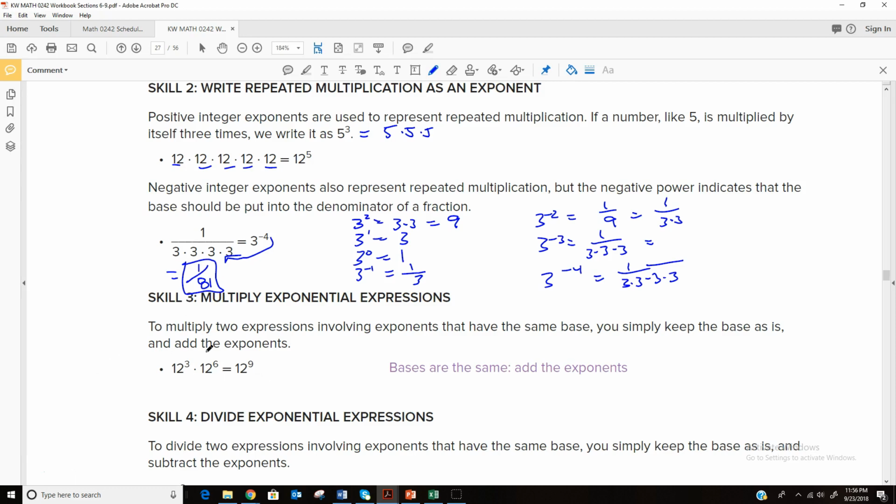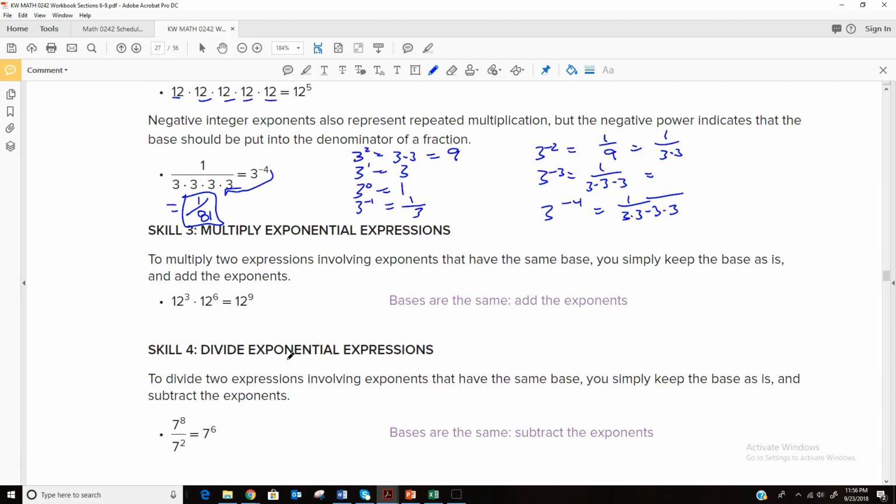Now, if we're going to multiply two expressions that have exponents in them but have the same base, I'm going to do this with a smaller example. So for instance, we had 2 to the third times 2 to the fourth. We know 2 to the third is 2 times 2 times 2. And then we know 2 to the fourth is 2 times 2 times 2 times 2.